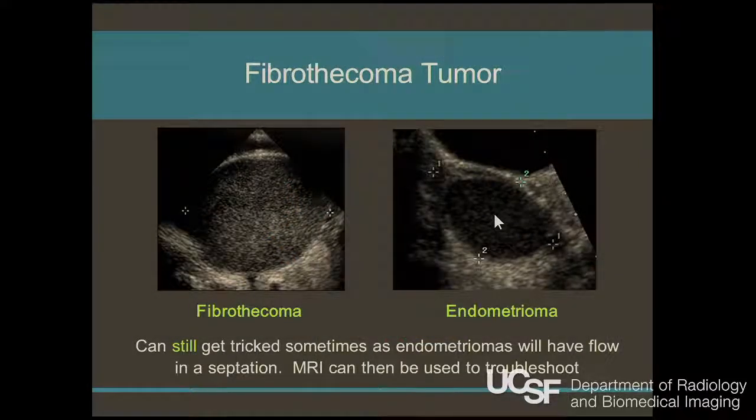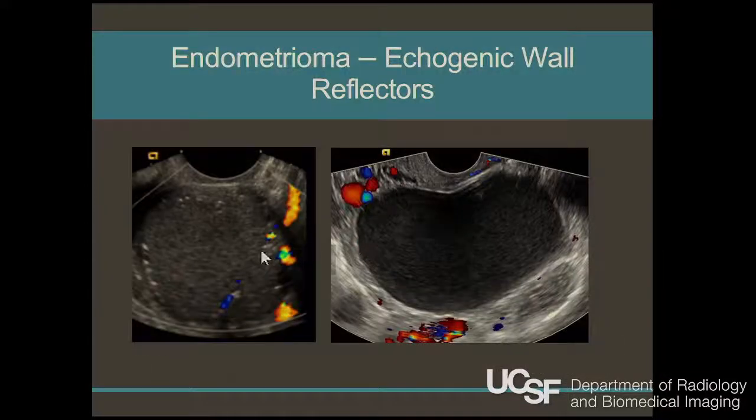The endometrioma shouldn't have flow in it. You can always use MRI to troubleshoot. The other important thing with endometriomas, always look for these echogenic wall reflectors. If you see those, it's almost 100% likely to be an endometrioma. So if you see those, you're done.